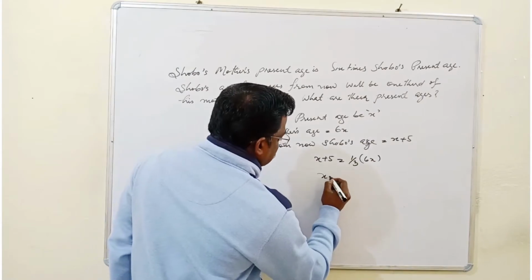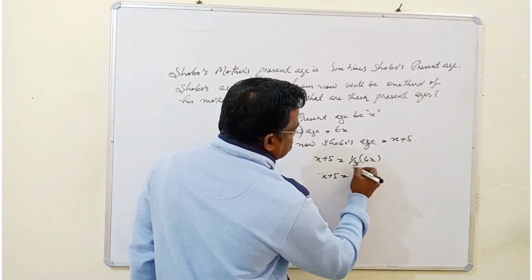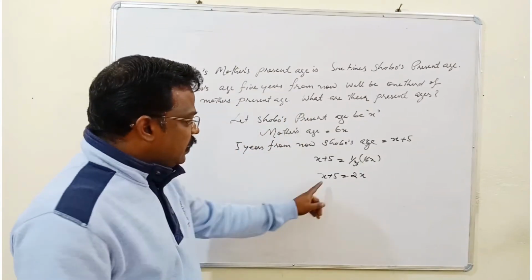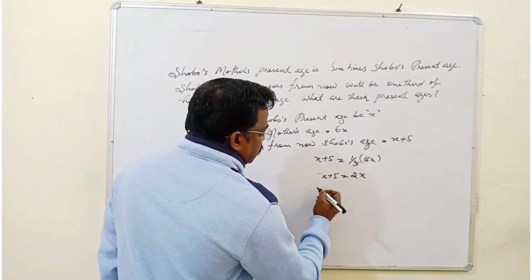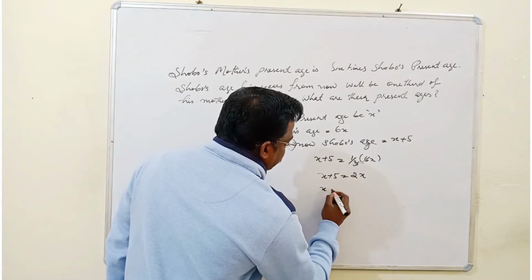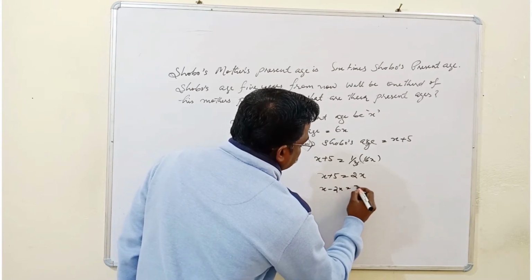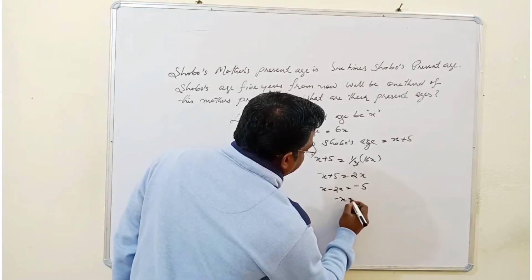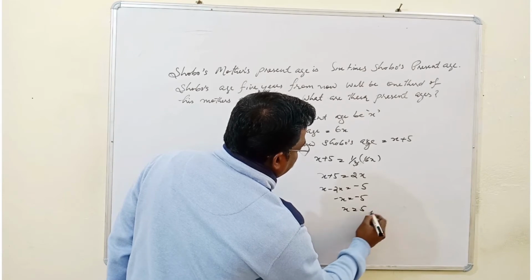So we can write x plus 5 equals, so this 3 and 6 can be cancelled, is it? So 2x you will get. x plus 5 equals 2x. So we can bring the x terms together. That is x minus 2x equals minus 5. Okay, so minus x equals minus 5, or x equals 5.